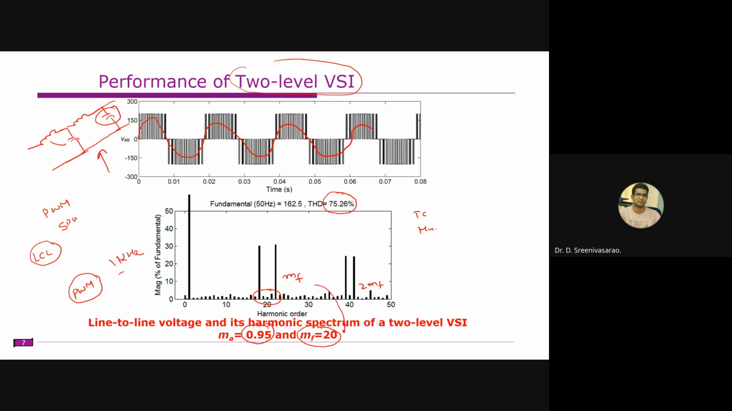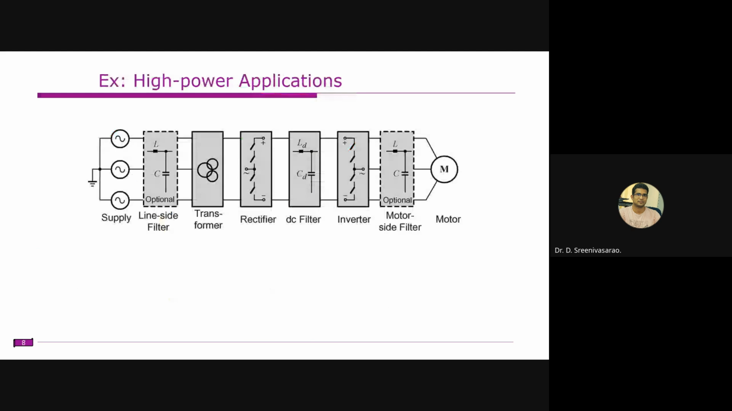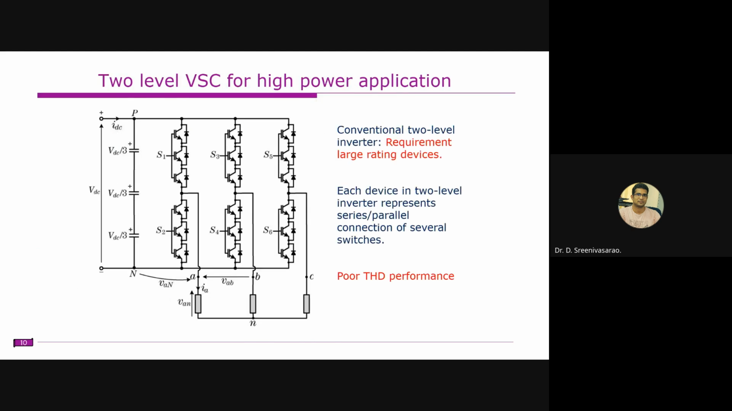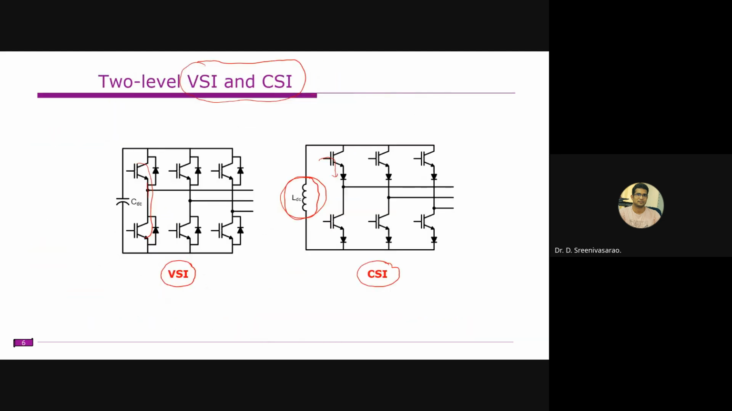For example, if you are going for higher voltage level applications, what we can do is, instead of using a single switch here, use multiple switches in series to increase the voltage level. To increase the current level, we need to connect several switches in parallel. So why do we need to use several switches here?